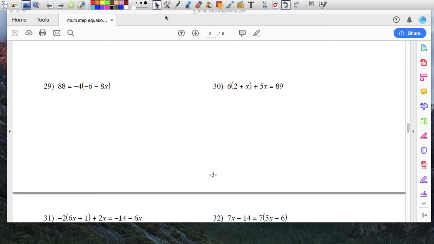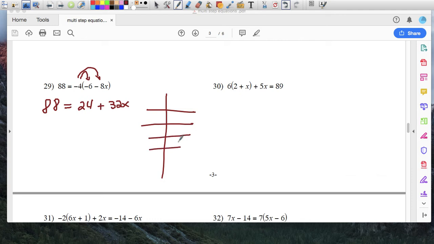Distributive property, yes there is, so let's take care of that. So here's the 88. Negative times a negative is a positive. I get 24. And negative times a negative again is a positive, and 4 times 8 is 32x. My little story, if you so choose to do it: I have a variable x, which would be multiplied by 32, add 24, gives me 88. Going backwards, I'm going to do minus 24 on both sides, and then I'm going to divide both sides by 32.